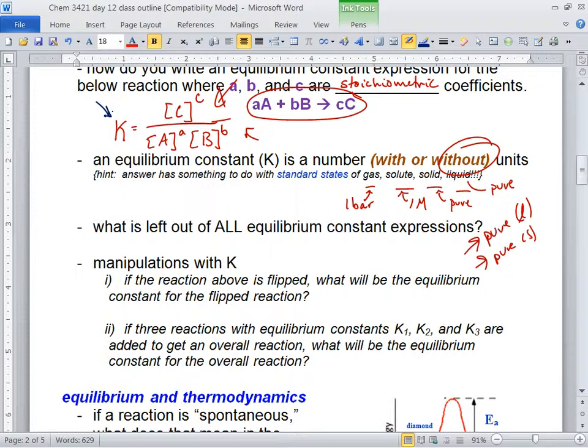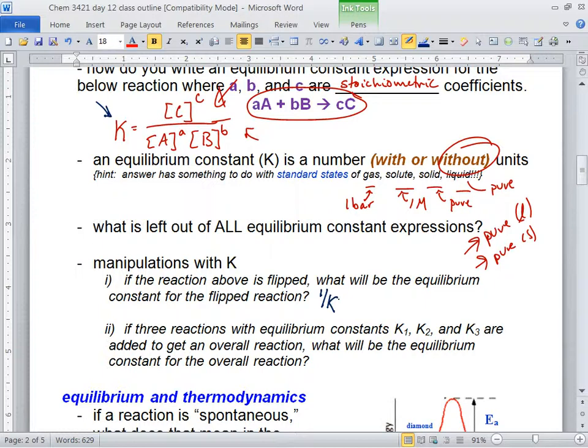Essentially, we're going to flip this side. If you flip this side, you pretty much got to flip that side. So it would not be K anymore, but 1 over K. You flip one side, you got to flip the other side. So flip a reaction, and it pretty much just flips the equilibrium constant that you had for that original reaction.